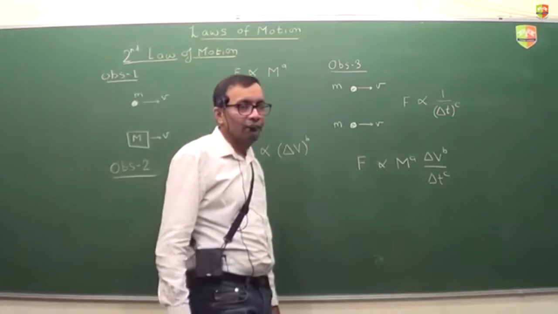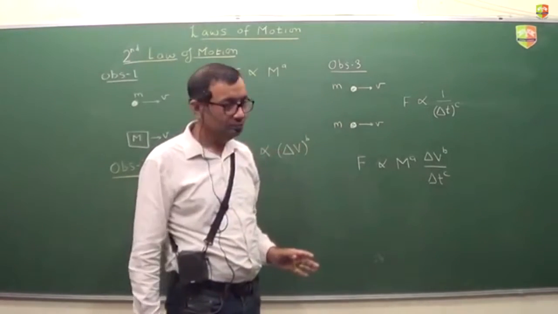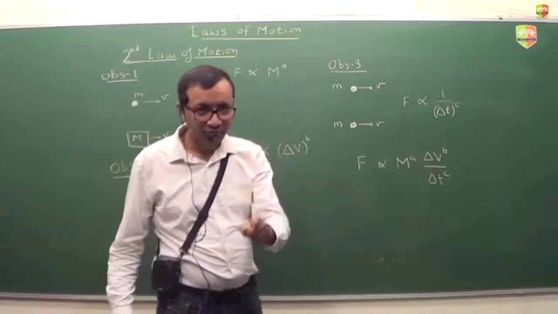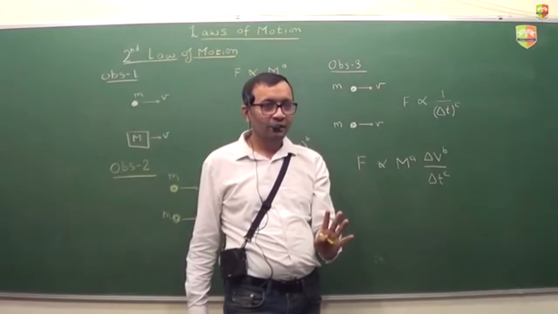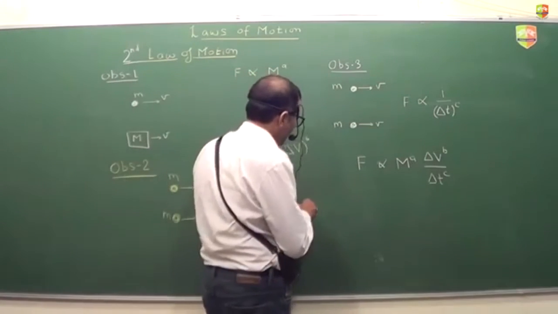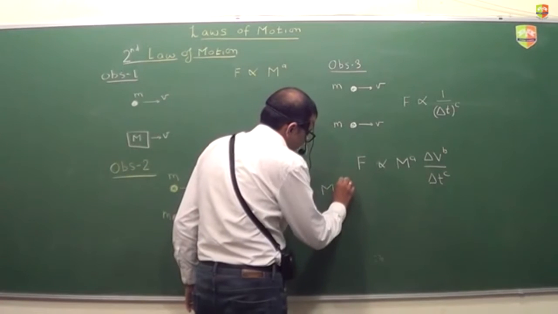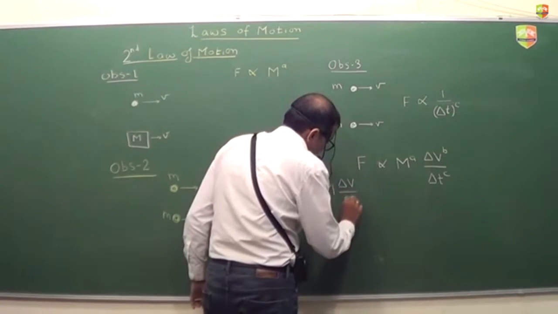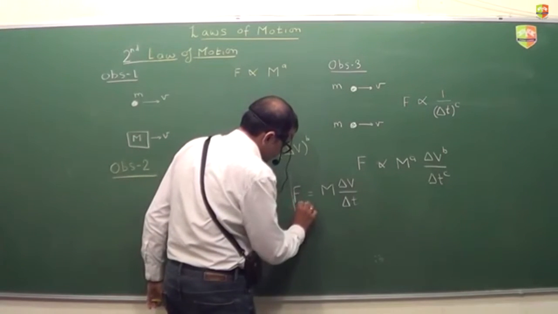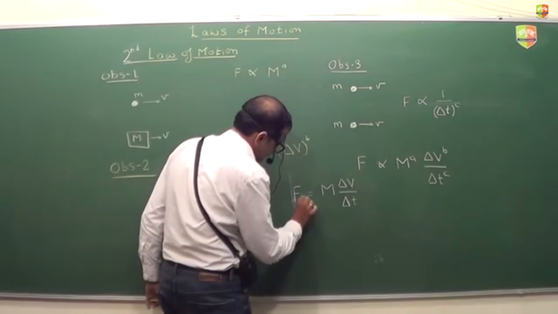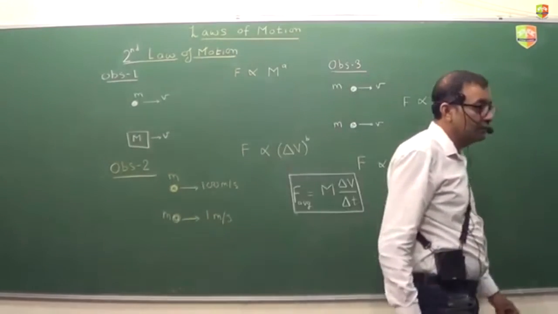Fine? So what we will do? We will assume the simplest possible relation. What is that? Constant of proportionality 1, a is equal to 1, b is equal to 1, c is equal to 1. Fine? Alright? So we have assumed that force, which is the quantification of effort, is m times delta v by delta t. And by the way, this represents the average force. On an average, this much force is required.